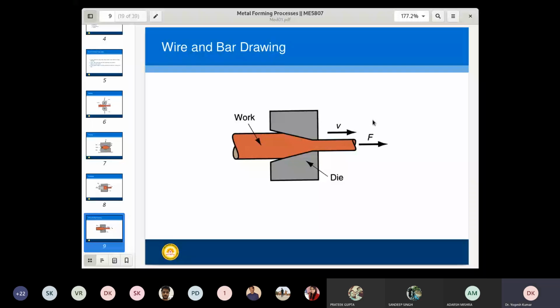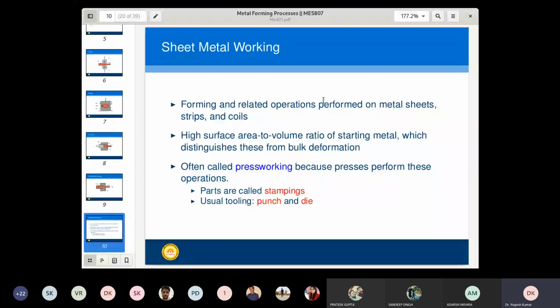Another, we have sheet forming processes. In sheet forming processes, forming and related operations are performed on metal sheets, strips, or coil. Okay, this I have already discussed earlier, that it has a high surface area to volume ratio, or low volume to surface area ratio. You can say vice versa also, high surface area to volume ratio or low volume to surface area ratio of the starting metal. Okay.